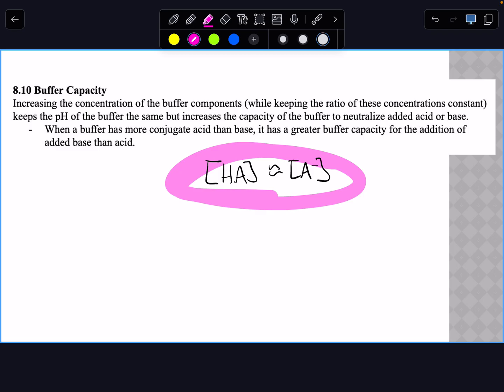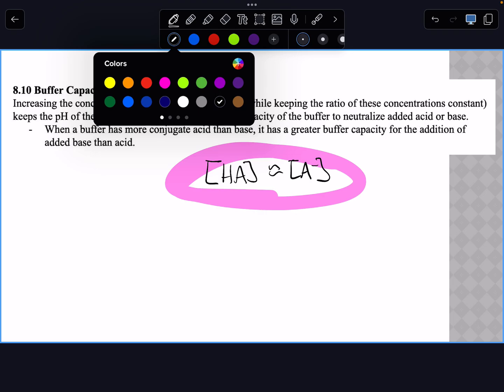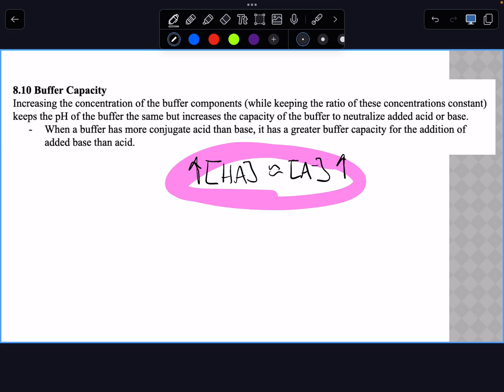Okay, so to maximize buffer capacity, it's about having as high a concentration of both of these as possible, or as much as you need, right? There's one homework problem tonight that asks which of these has the greatest buffering capacity. It's purely about which one has the highest concentrations of both pieces. Because you don't want just a high amount of one, because that means it can only buffer in one direction, okay? Are there any questions about what buffering capacity is?